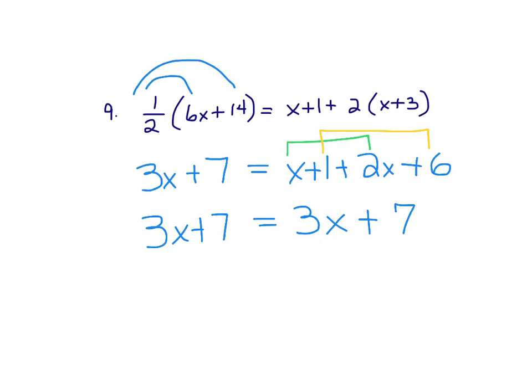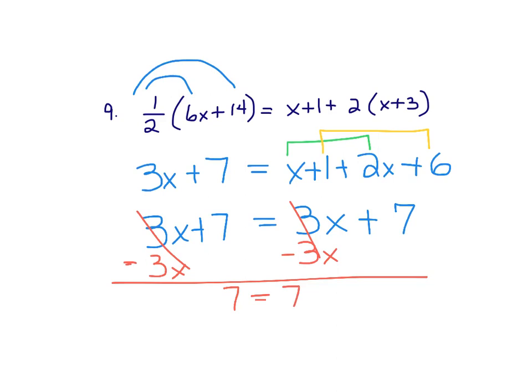So again, at this point, if you realize that both sides of your equation are identical, you can just stop here and say all real numbers. Or if you need to go ahead and finish solving it, you could try to subtract the 3x. It cancels from both. Then you're left with 7 equals 7, which is still a true statement. And if you want to take it all the way to the bottom, 0 equals 0, it's a true statement. So this answer is all real numbers.